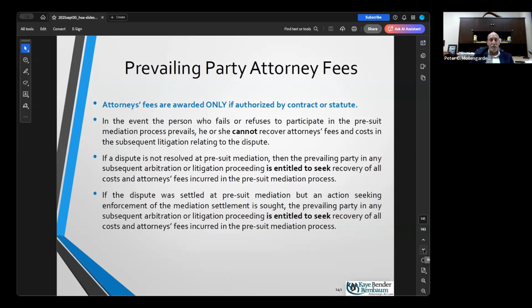So if you go to pre-suit mediation and you actually do settle, and you enter into a mediation agreement, that agreement itself is enforceable in court, and the prevailing party in that is entitled to their fees.